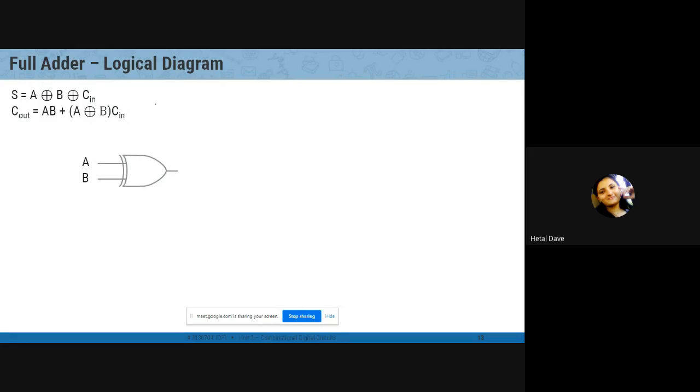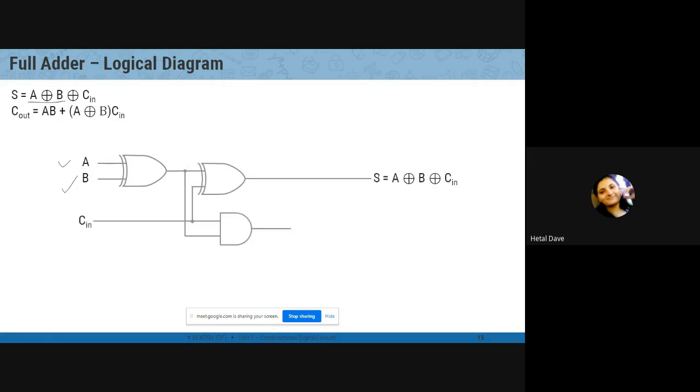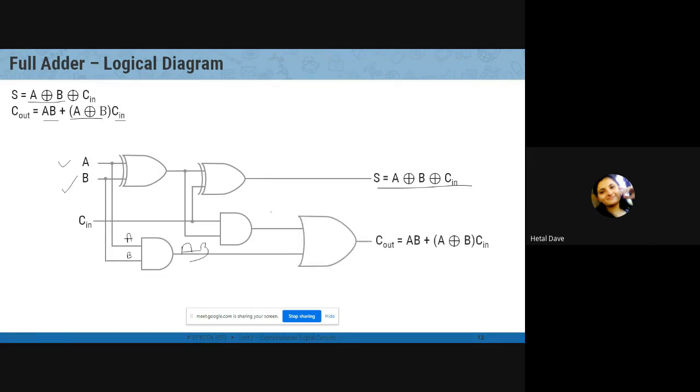So what is the first equation? A XOR B. So here 2 inputs are taken, A and B. They are XORed together. The output of it will be XORed with C in. So the final output S is equal to A XOR B XOR C in. Then look here, A into B. So here A and B are ANDed together. The output of this will be A and B. And here A XOR B will be ANDed with C in. Finally, you will have this logic diagram.